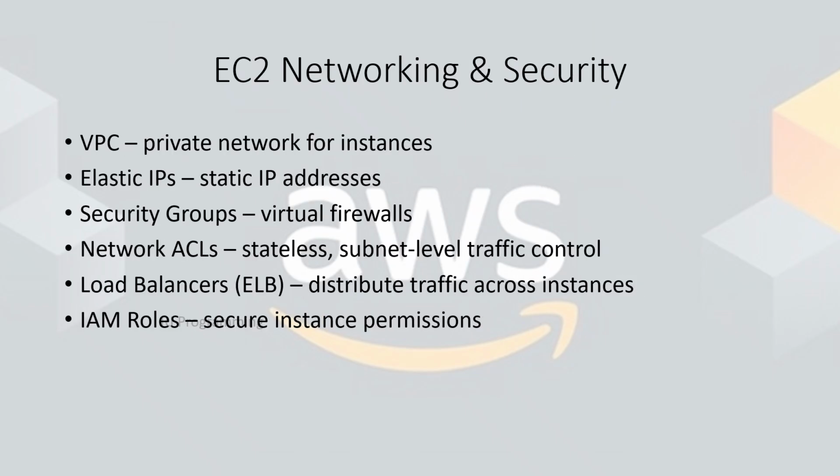Security and networking. Very critical for EC2. Instances run inside a VPC, which is a private virtual network under your control. Elastic IPs are static IP addresses you can attach to instances, ensuring they are reachable even if restarted. Security groups act like firewalls controlling inbound and outbound traffic. These work at the instance level.